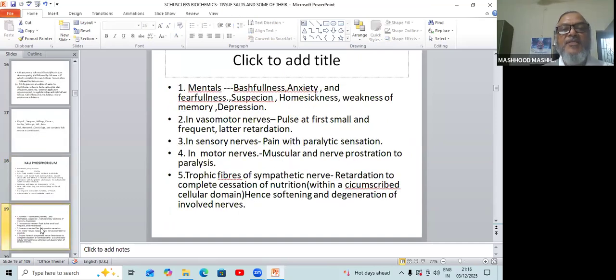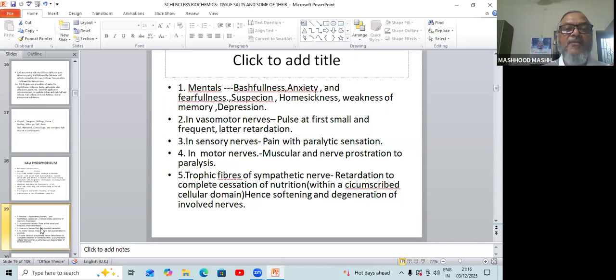mental bashfulness, anxiety, fearfulness, suspicion, homesickness, weakness of memory, depression. These are all the mental symptoms of Kali phosphoricum. In vasomotor nerves, the pulse is at first small and frequent, later retardation. The pulse will be very small and frequent, but later it becomes slow and even absent. That is because of the vasomotor action, this pulse is behaving like that.